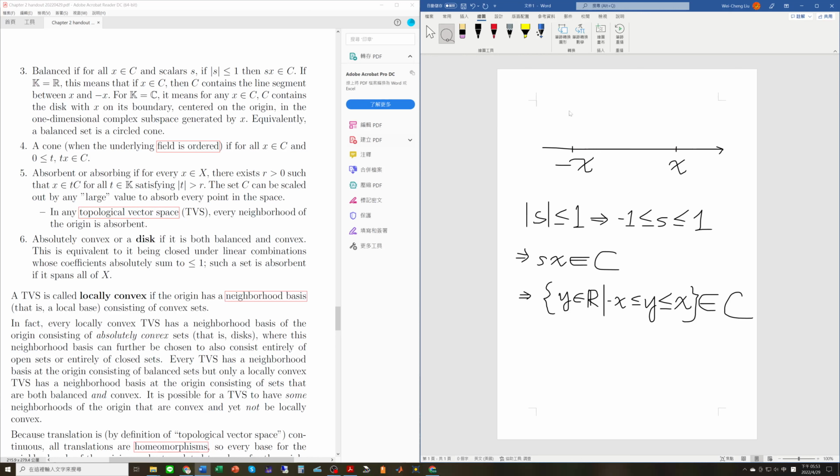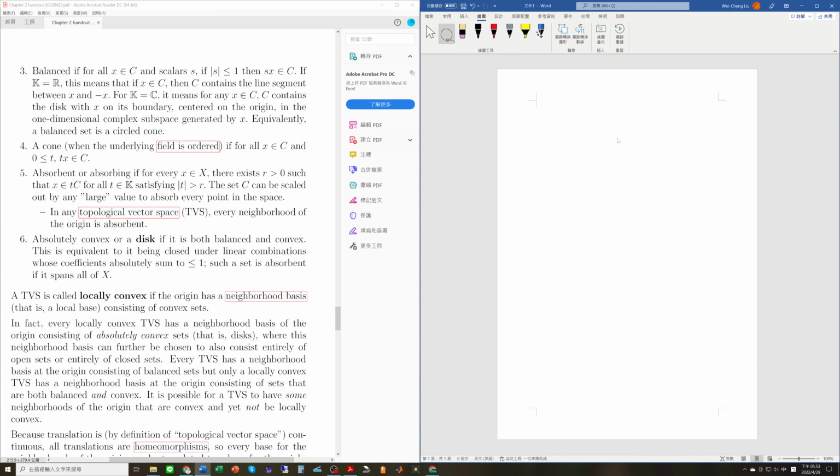Let us delete this. Good. Now let us consider the complex number plane. Like this, this is the real part, and this is the imaginary part, and this is the origin. Let x here be the point x.